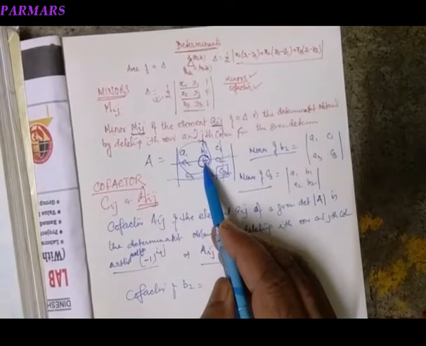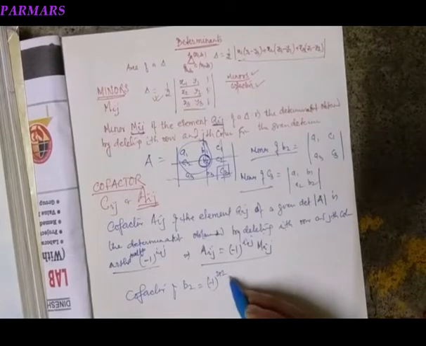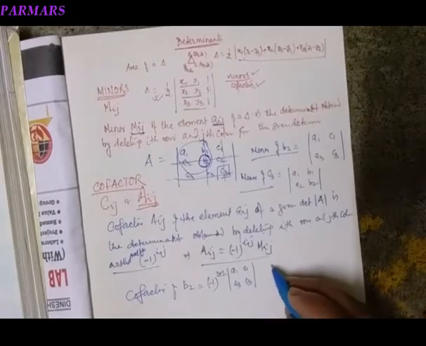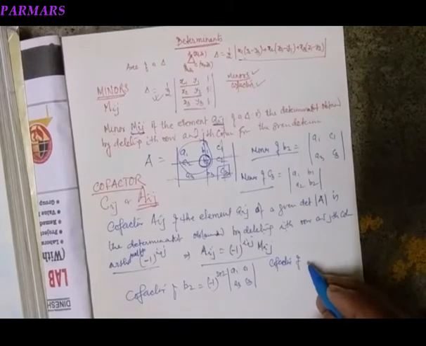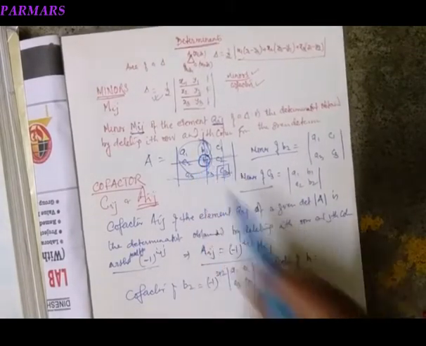This is actually place a2. So (-1) to the power 2 plus 2, and the same determinant a1, c1, a3, c3. What is the cofactor of b1?